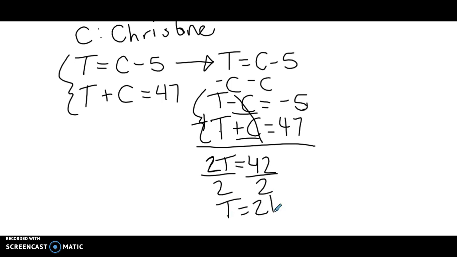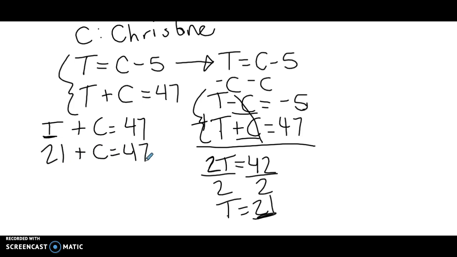Now I just have to plug that into one of my equations. I'm going to plug it into the second one. It doesn't really matter, but I'm just going to do that. So I have t plus c equals 47. I'm taking 21 and putting it in for t. So I have 21 plus c equals 47. I'm going to subtract 21 from both sides. And I have c equals 47 minus 21 gives me 26.